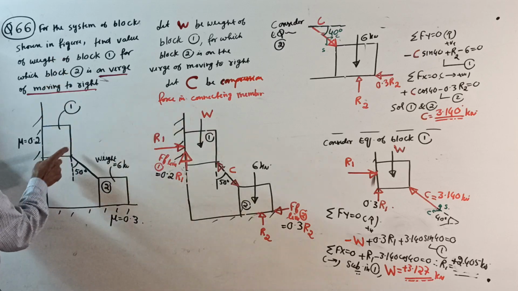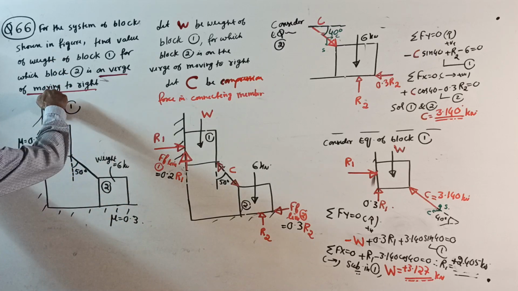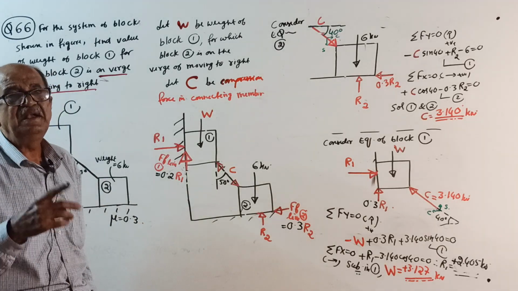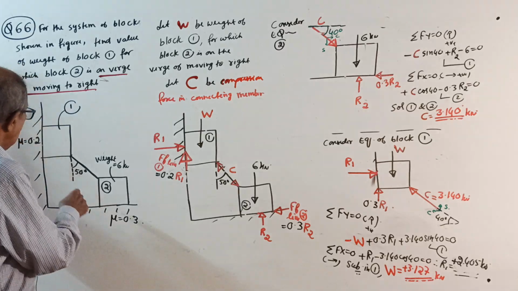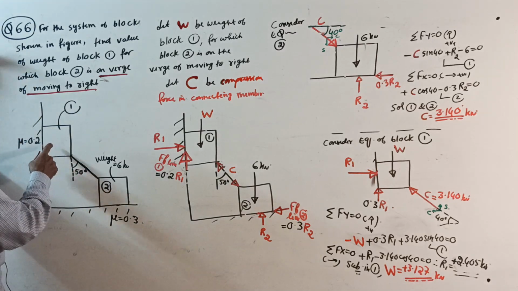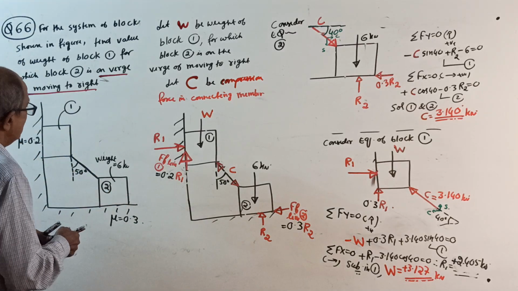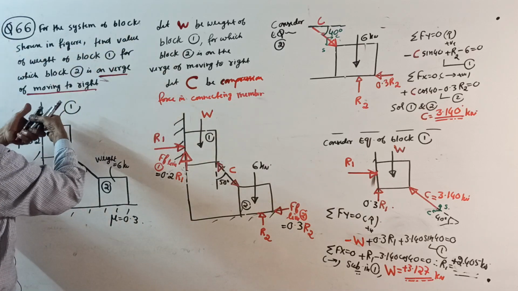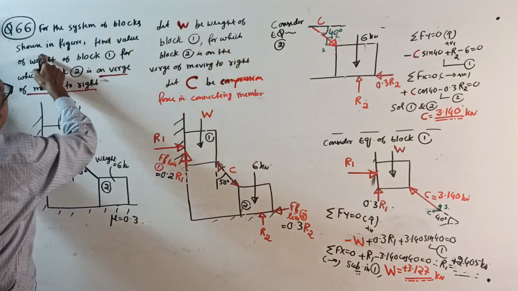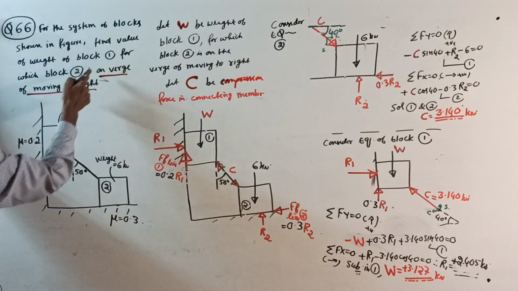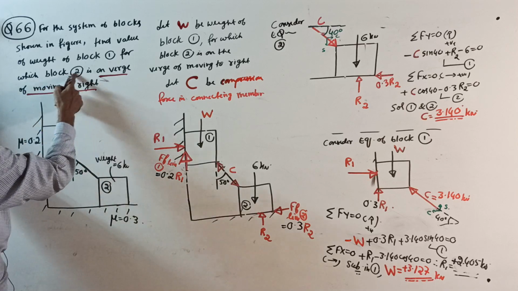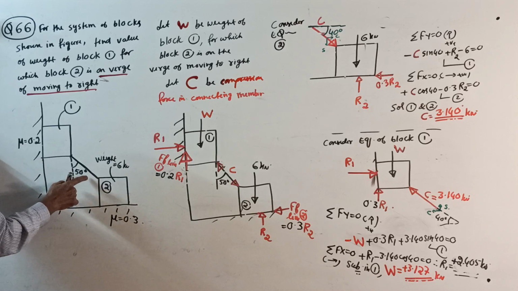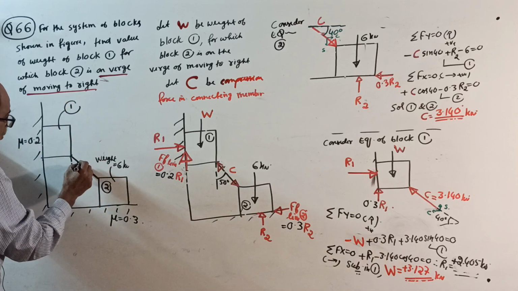Now, one thing guaranteed. As it comes down or it goes up, this member cannot be a cable. You cannot connect by a cable and hold here. That is guaranteed. So make a note here. For the system of blocks shown in figure, find the value of weight of block 1 for which block 2 is on the verge of moving to right. So this is a connecting member. You write the question and make a note here.